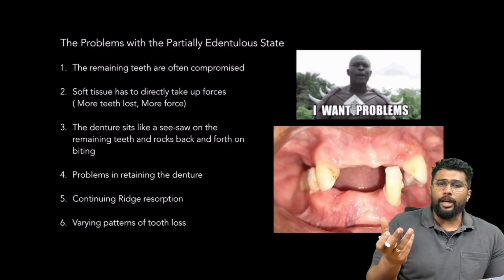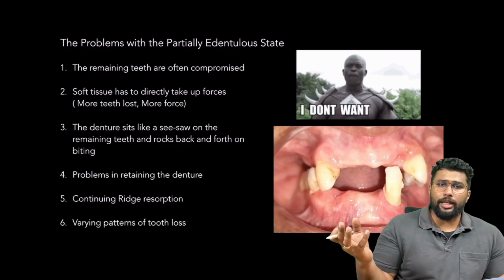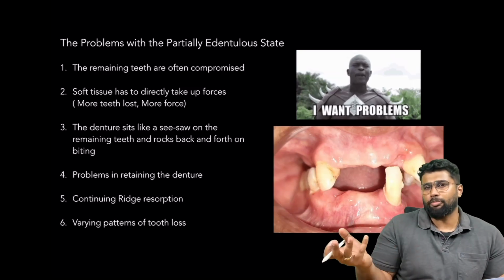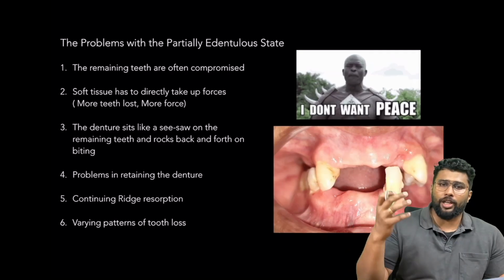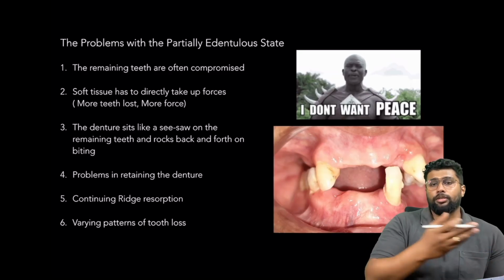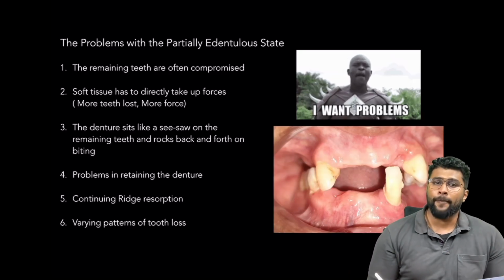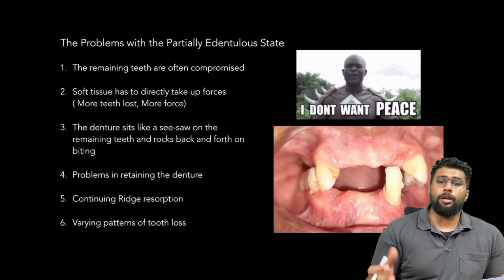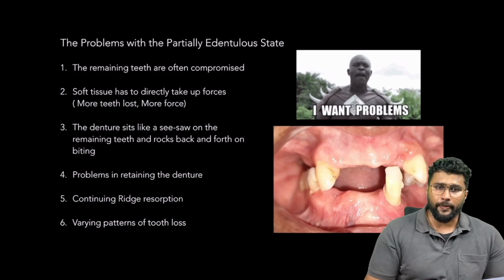And how do I retain? The teeth are bad. The mucosa is not that great because the patient has probably had recent extractions, or there are areas of bone that are bulged. There are areas of bone that are highly resorbed because teeth were extracted at different points of time. These are all big problems when it comes to the partially edentulous state.